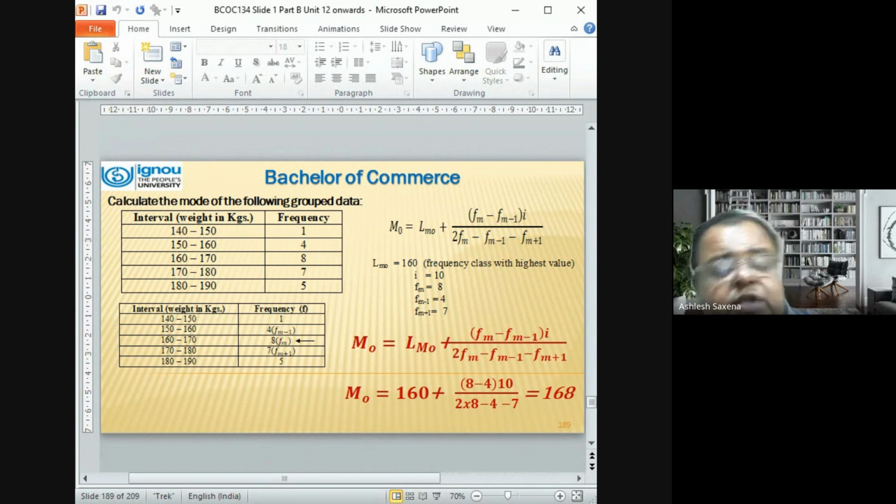Now, according to the formula, the class which has the maximum frequency, in that frequency you write fm. The frequency above it will be marked as fm minus 1 and the frequency below it will be marked as fm plus 1. Referring to the formula, place all the values and you will get the mode. This mode is for grouped data.